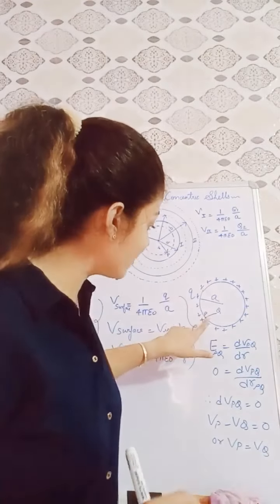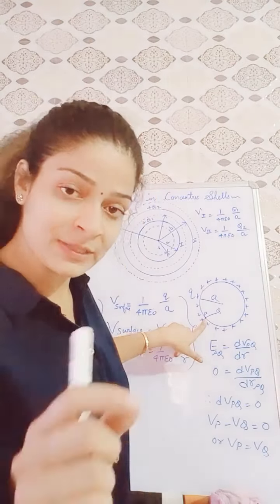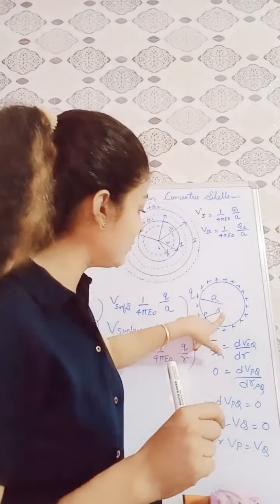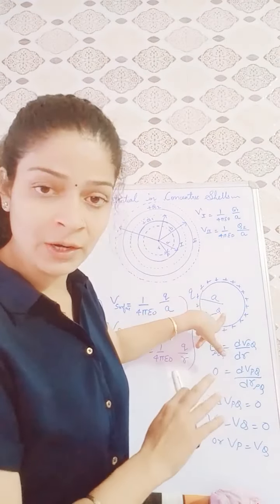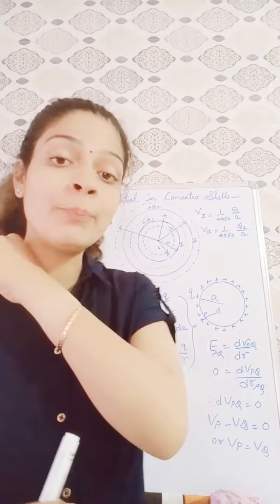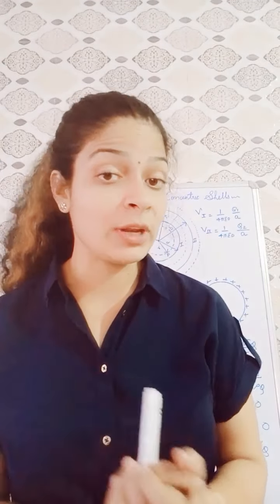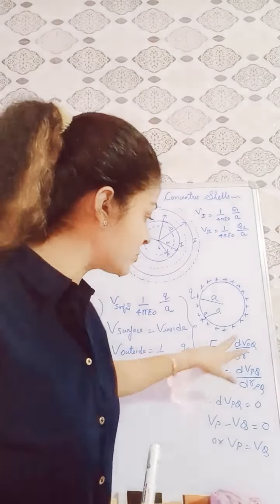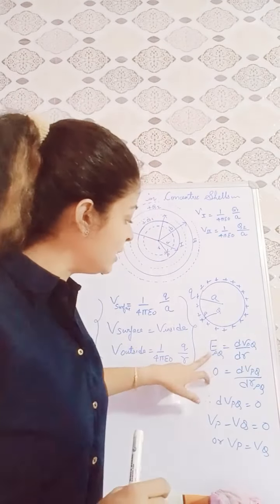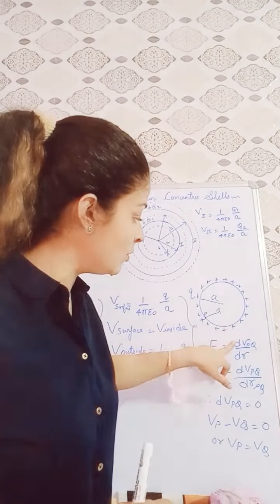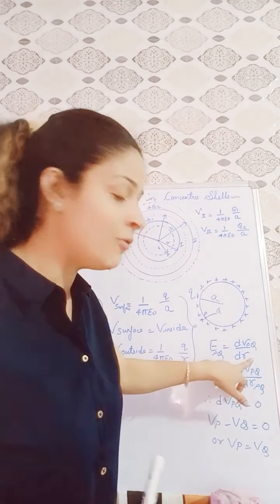For this we have considered 2 points. One point we have considered on the shell, and the other point we have considered inside the shell. We are going to calculate the potential difference between these 2 points. In order to calculate the potential difference, we have the formula E equals to dV by dr. So E of PQ is equal to dV of PQ upon dr.